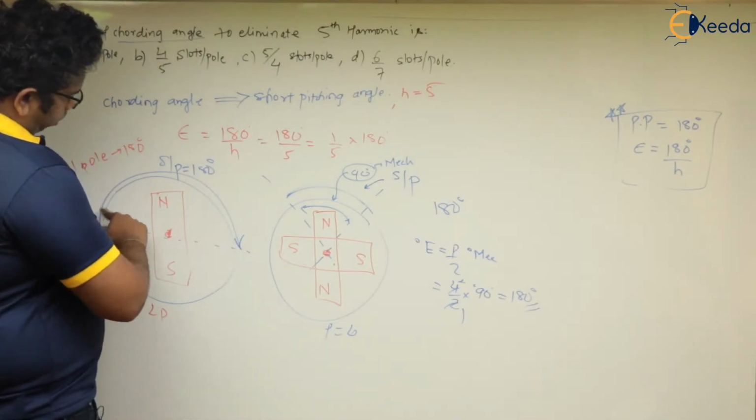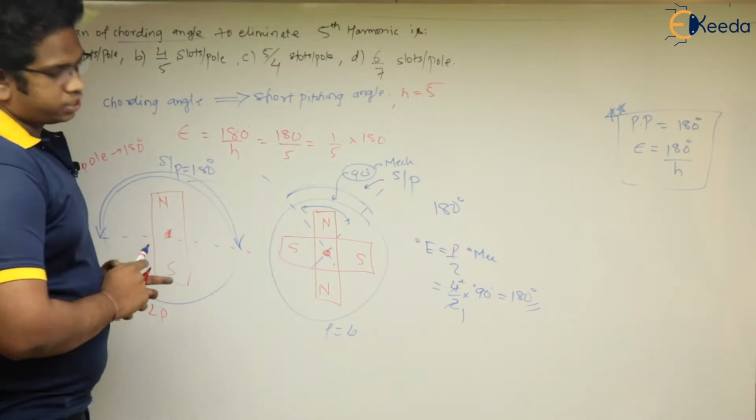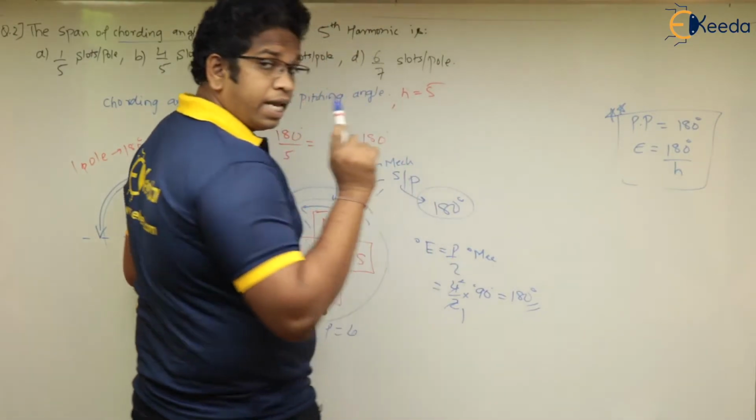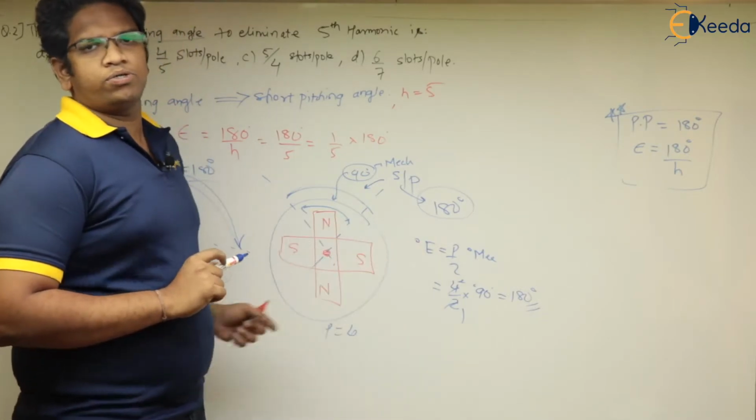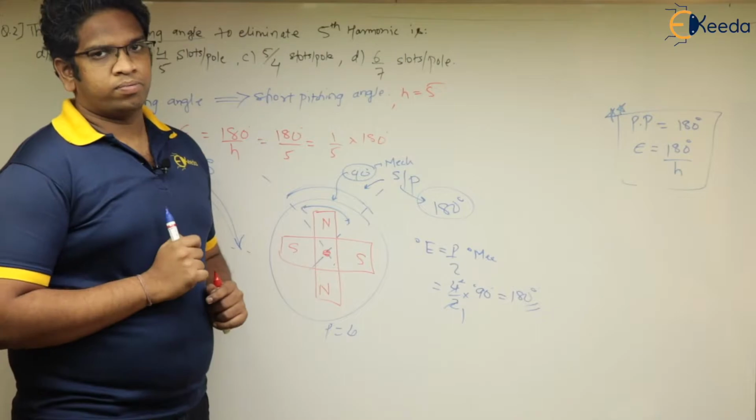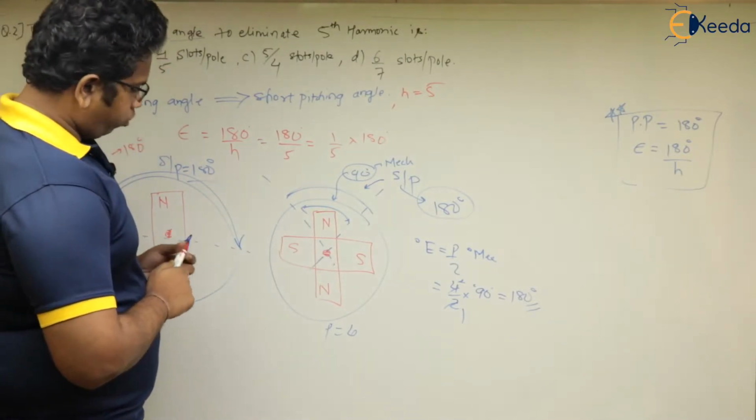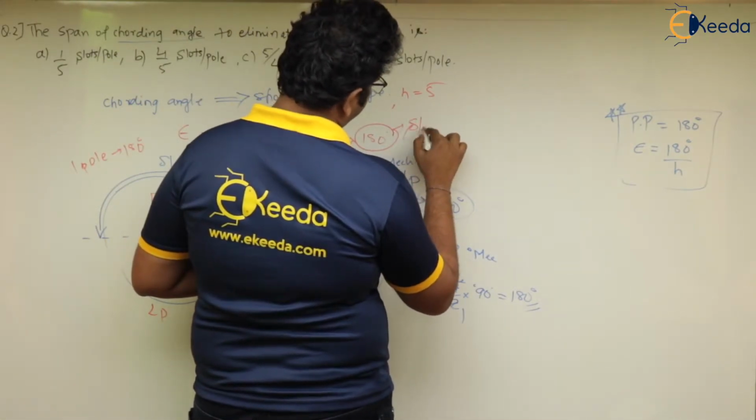These slots per pole will have 180 degrees here also. Similarly, here also slots per pole will have 180 degrees only. Electrical degrees I am talking about, electrical degrees. For 4 poles also 180, 2 poles also 180. So for 6 poles, all poles it is going to be 180. So can I replace this 180 by slots per pole?